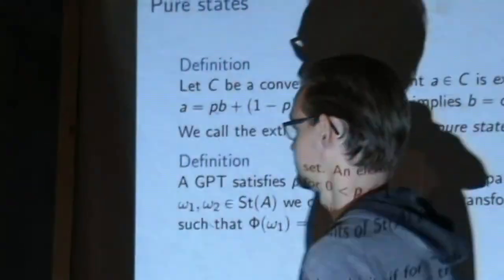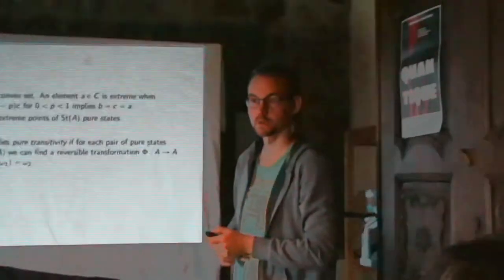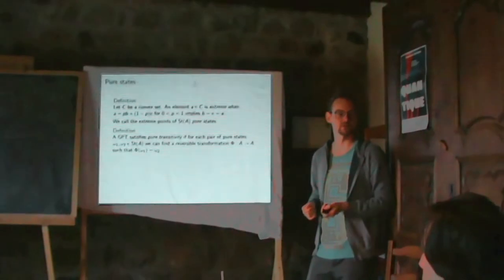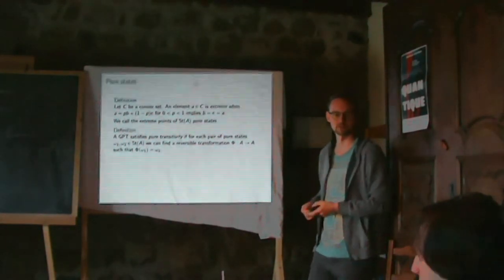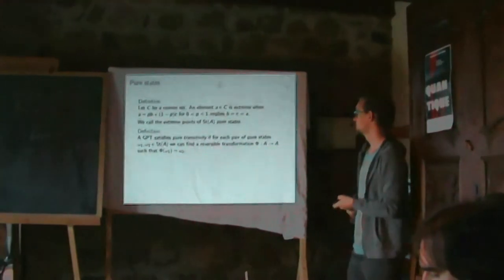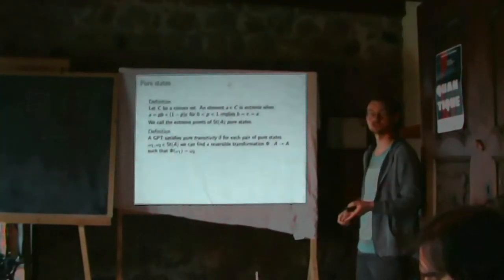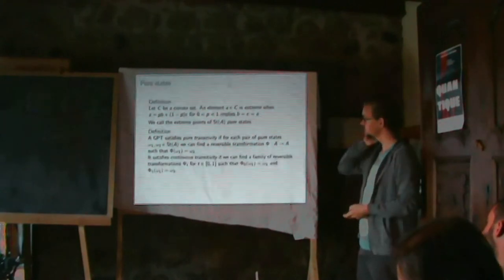Does it work for quantum theory? Yes, because unitaries can map any pure state to any other. Okay, so that's pure transitivity. This is satisfied by both quantum theory and classical theory.